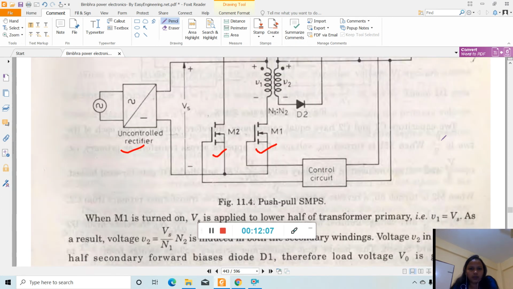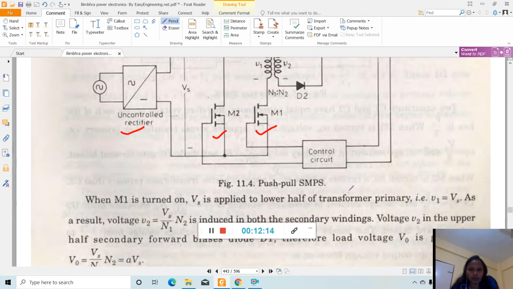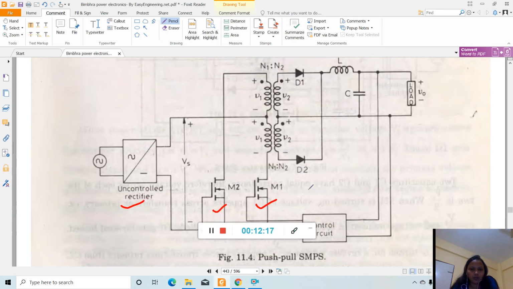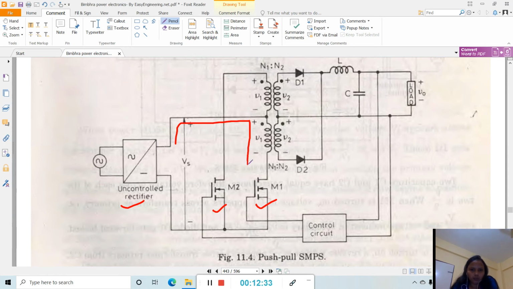Then how does this circuit work? See here, when M1 is turned on, Vs voltage is applied to the lower half of the transformer primary. That means current flows in this path: this is the input, through M1. This is the path. Like this, supply is applied across the transformer.